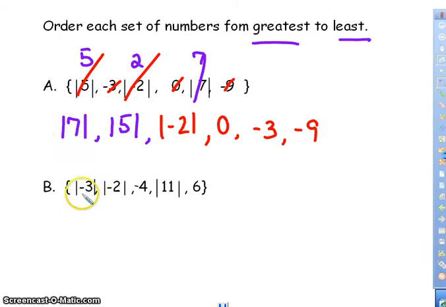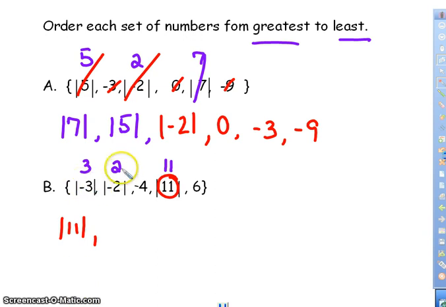Okay, so absolute value of -3 is a +3. Absolute value of -2 is a 2. Absolute value of 11 is +11. So once again, when I order them from greatest to least, I need to find the largest positive number first. And my largest positive number would be 11. So absolute value of 11 here is my largest number.